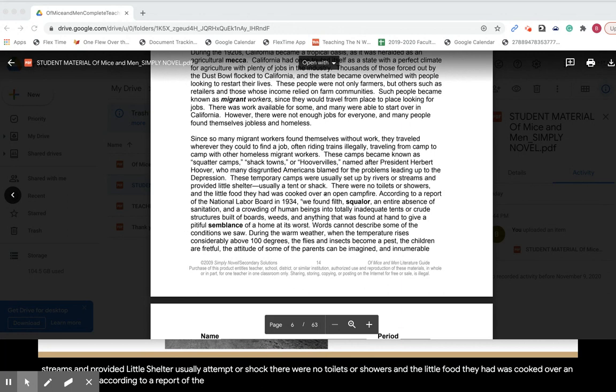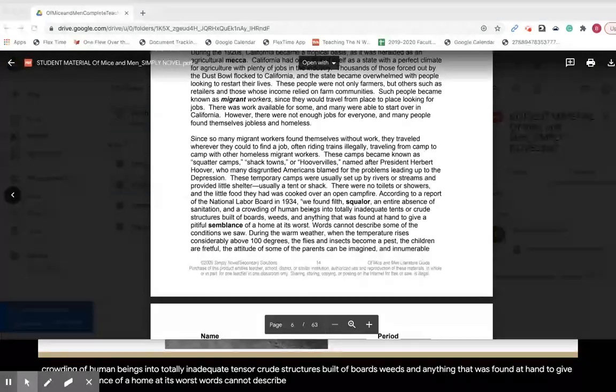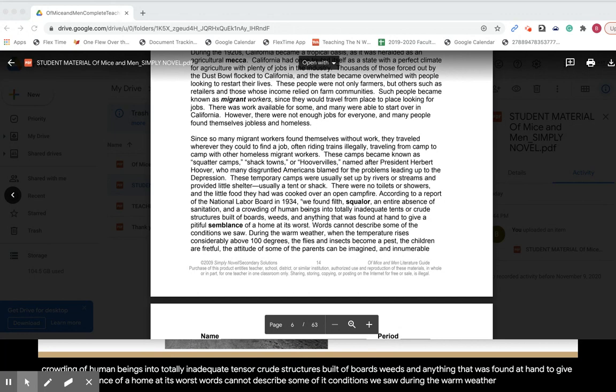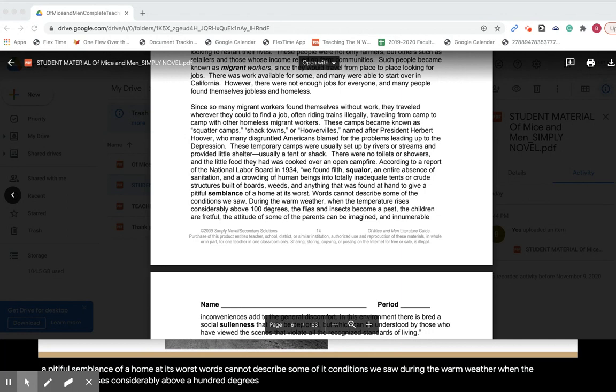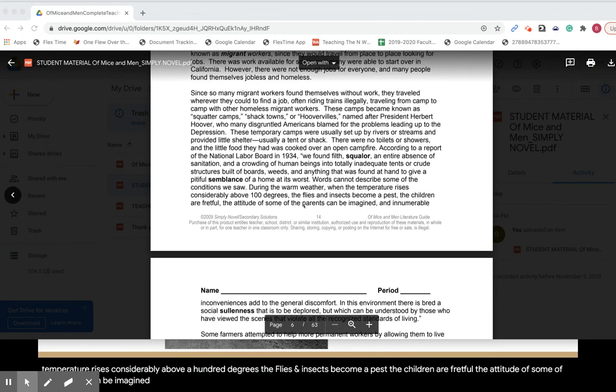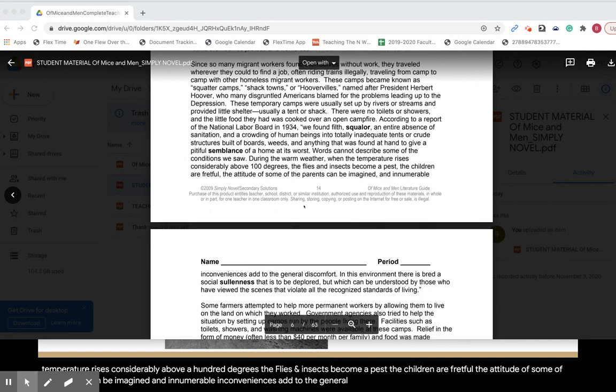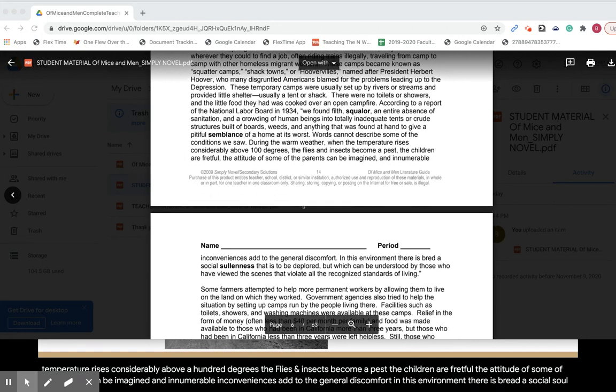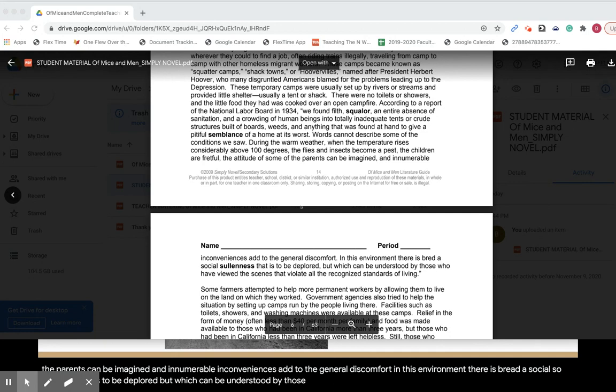According to a report of the National Labor Board in 1934, we found filth, squalor, an entire absence of sanitation, and a crowding of human beings into totally inadequate tents or crude structures built of boards, weeds, and anything that was found at hand to give a pitiful semblance of a home at its worst. Words cannot describe some of the conditions we saw. During the warm weather, when the temperature rises considerably above 100 degrees, the flies and insects become a pest. The children are fretful. The attitude of some of the parents can be imagined, and innumerable inconveniences add to the general discomfort. In this environment, there is bred a social sullenness that is to be deplored, but which can be understood by those who have viewed the scenes that violate all the recognized standards of living.